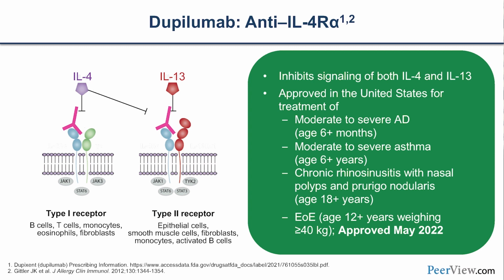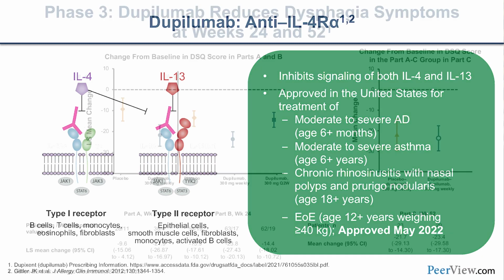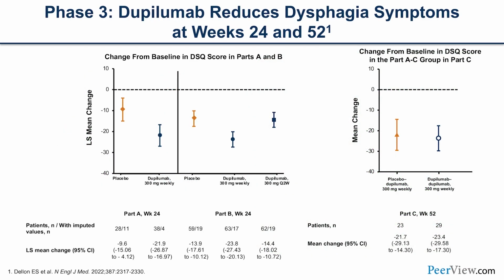It's been approved in the US for treatment of moderate to severe atopic dermatitis in patients aged 6 months and older, moderate to severe asthma in patients aged 6 years and older, and chronic rhinosinusitis with nasal polyposis, as well as prurigo nodularis in patients aged 18 and older. And then in May of 2022, it was approved for EoE in patients 12 years and older and weighing 40 kilos or more. These are the phase 3 data of Dupilumab that led to its approval.